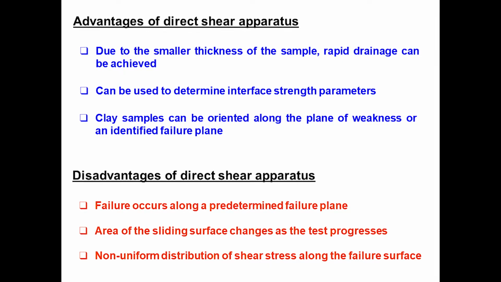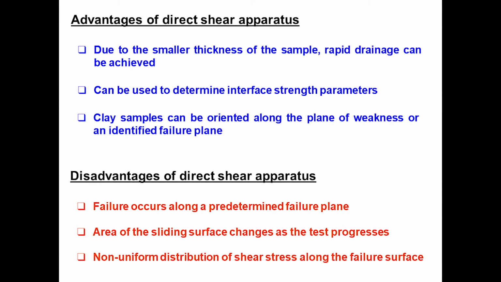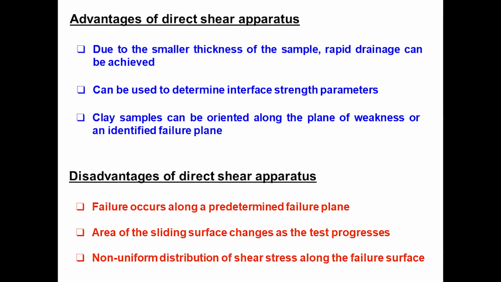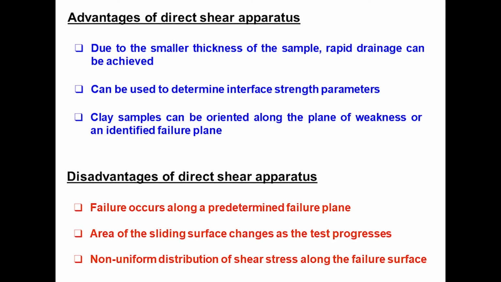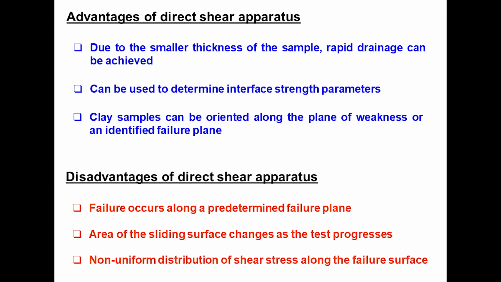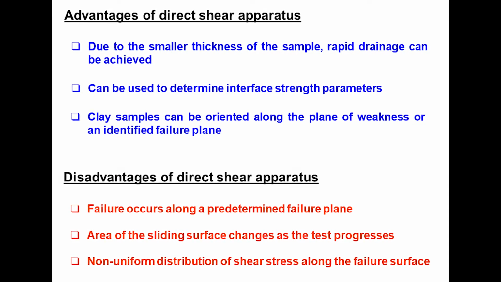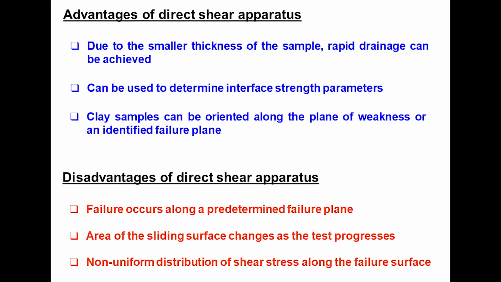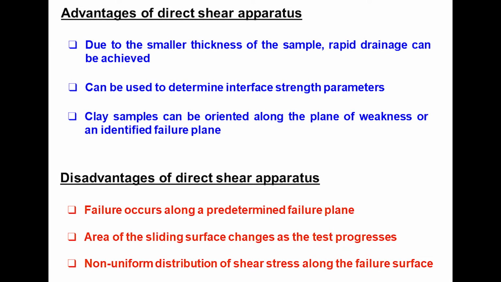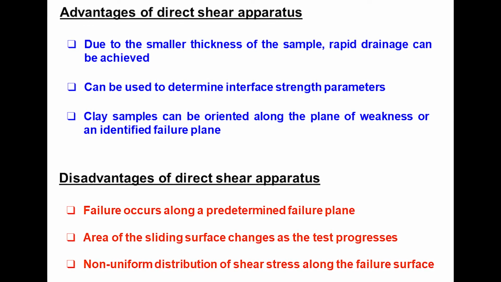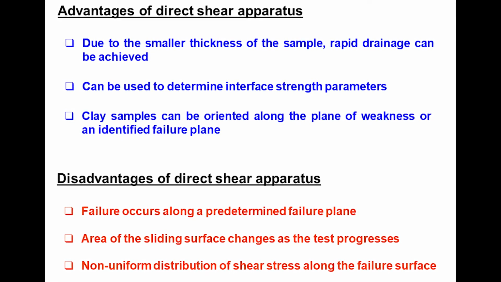Advantages of the direct shear test apparatus: due to the smaller thickness of the sample, rapid drainage can be achieved; it can be used to determine interface strength parameters; and clay samples can be oriented along the plane of weakness of an identified failure plane. Disadvantages of the direct shear test are also there: failure occurs along a predetermined failure plane, the area of the sliding surface changes as the test progresses, and non-uniform distribution of shear stress along the failure surface occurs.